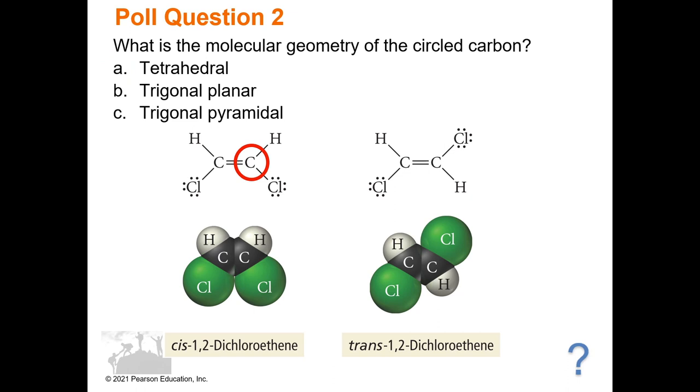Now we have one of the carbons circled. What is the molecular geometry of this circled carbon? Pause the video, take some time to figure out, and when you're ready for the answer, click play. So the answer is B, trigonal planar. We need to count the number of electron groups associated with this carbon. So we have 1, 2, 3, and 3 electron groups tells us trigonal planar.